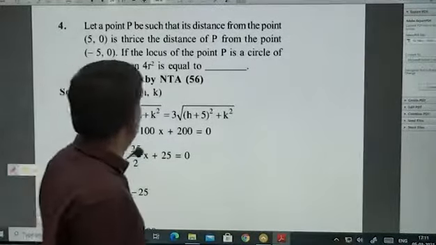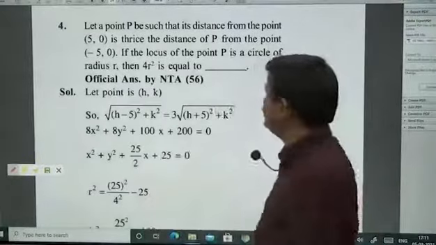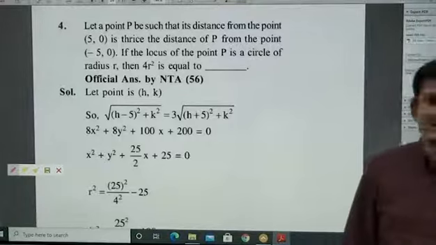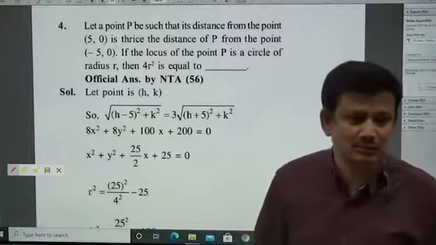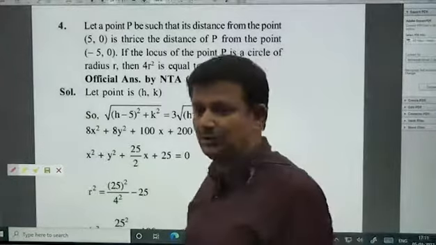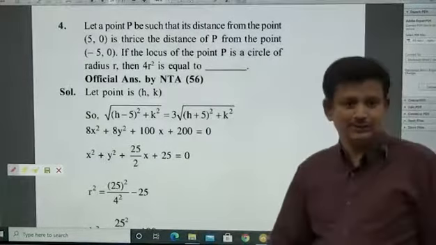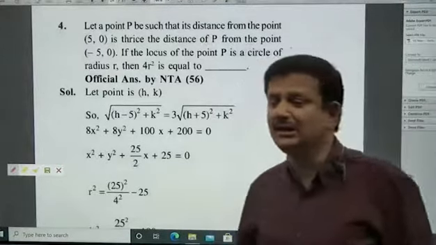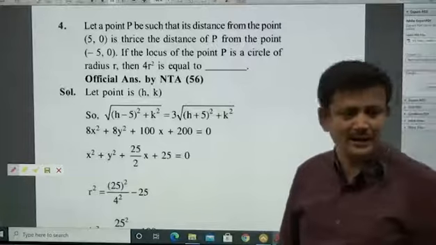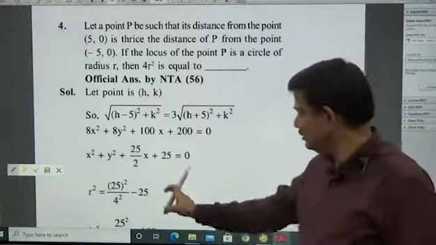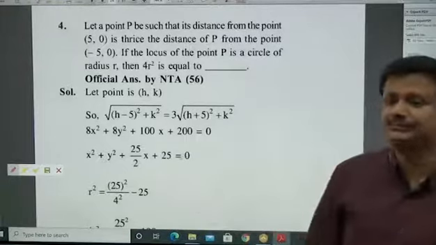Let P be a point such that its distance from a point is thrice its distance from another point. Apollonius circle: PA by PB is equal to 3. So it will be an Apollonius circle with those points which divide them in the ratio 1:3 internally and externally as diametric ends. Or directly also you can write the equation. Simplification, he got a circle equation. You can do it.